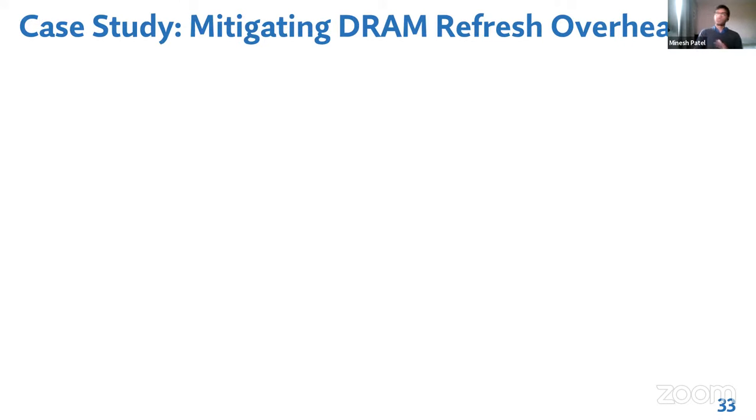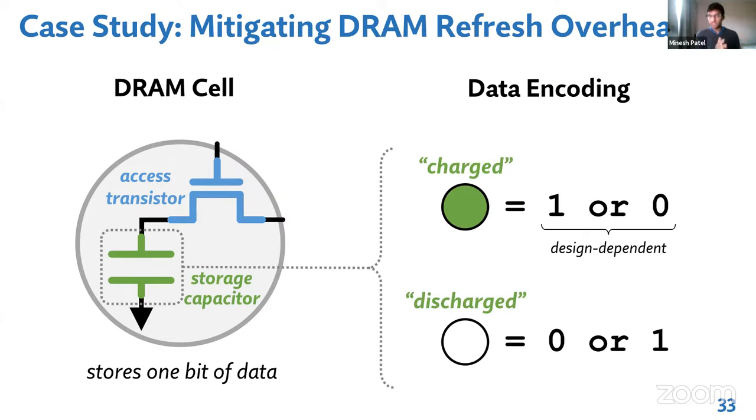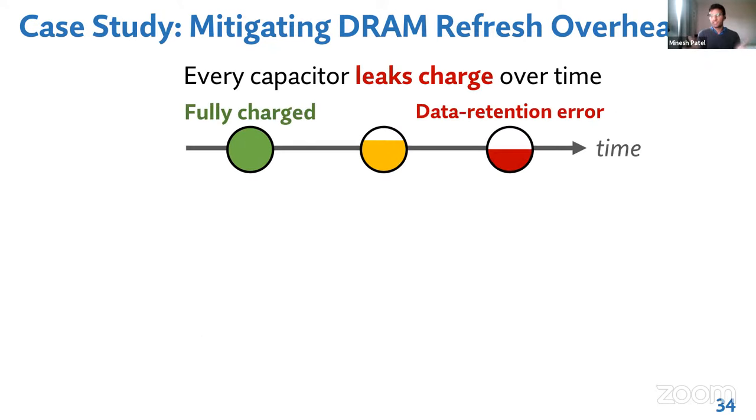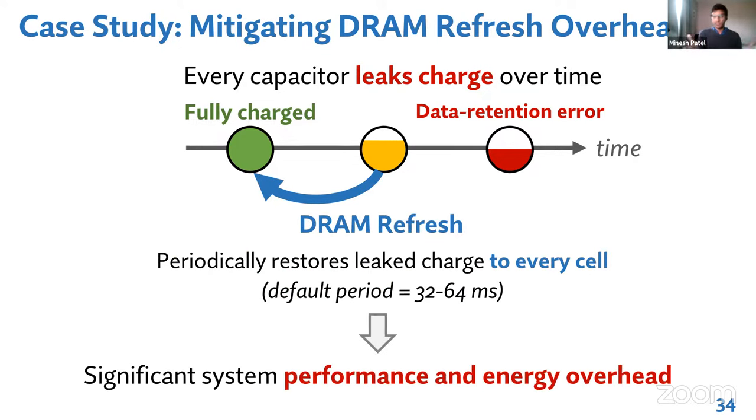I'm going to gloss through some of these introductory slides because you've seen a lot about this in previous lectures. Just to give a high-level description, a DRAM cell consists of a storage capacitor and access transistor, which stores a single bit of data using the charge in the capacitor. The charged state can represent either a one or zero, which depends on the DRAM design, and the discharged state represents the opposite. Unfortunately, this charge leaks over time, and this can result in data retention errors. We use DRAM refresh to prevent these errors from occurring, which periodically restores the charge in all DRAM cells. Now, unfortunately, DRAM refresh results in significant system performance and energy overhead.